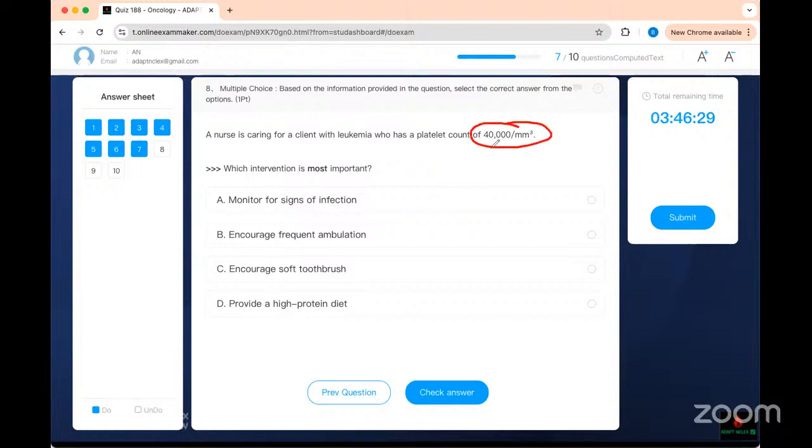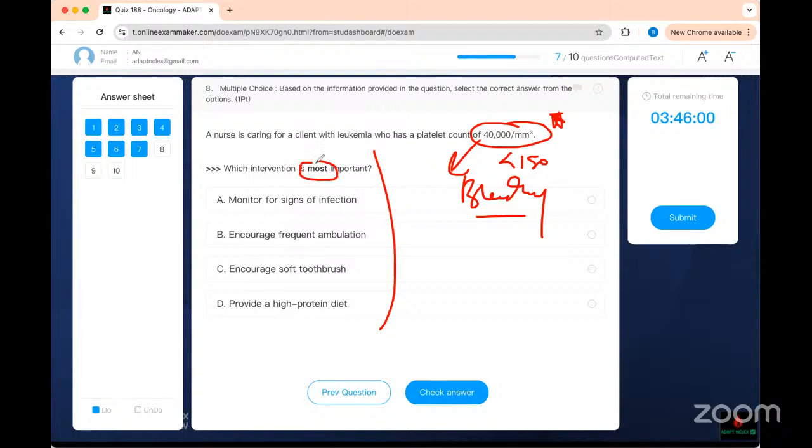Platelet is 40,000, which is less than 150,000. That's the normal. So this is the problem, right? And when your platelet is low, you're going to have bleeding issue. You see what I'm doing? I'm not even looking at the question. Therefore, I'm going to look for anything that is bleeding. I'm not going to get trapped because I'm analyzing the question.